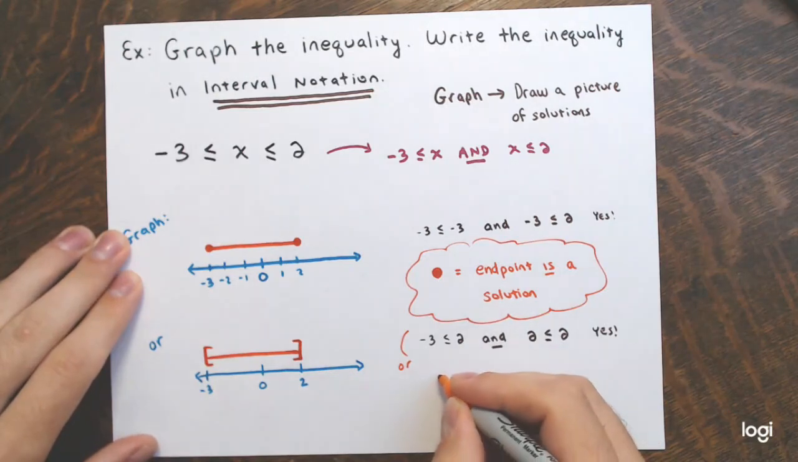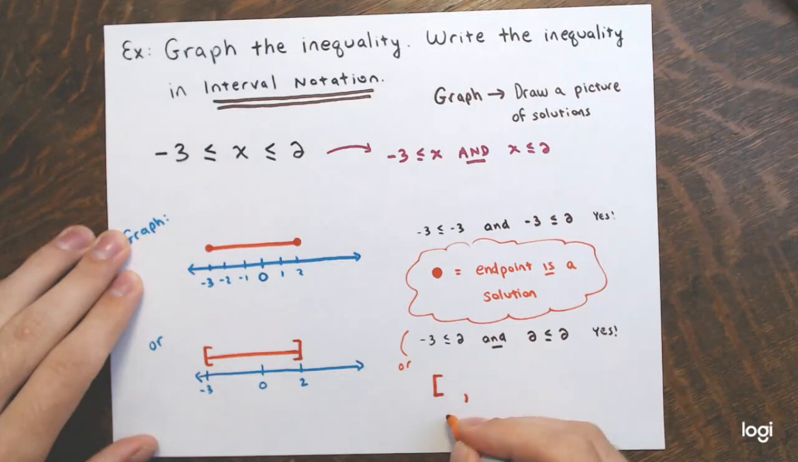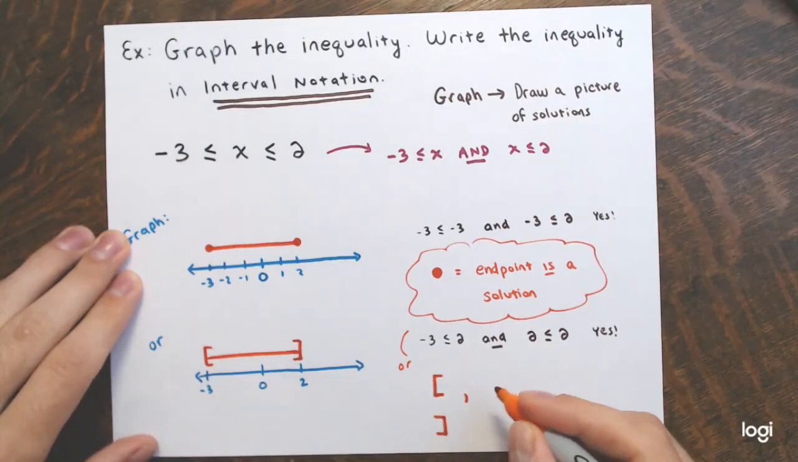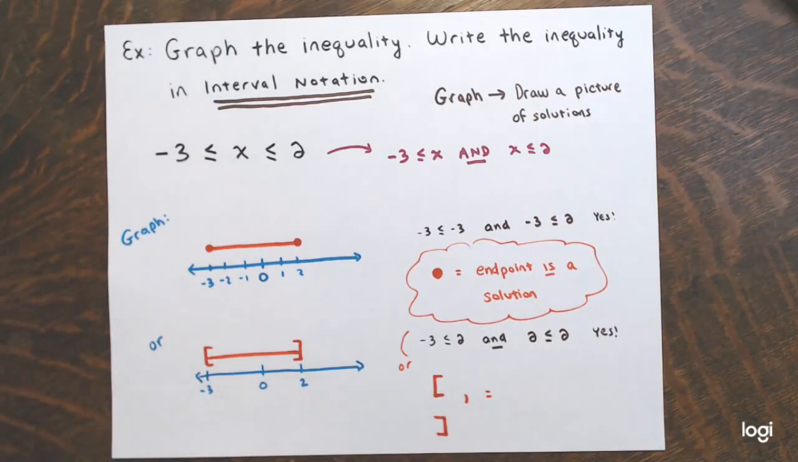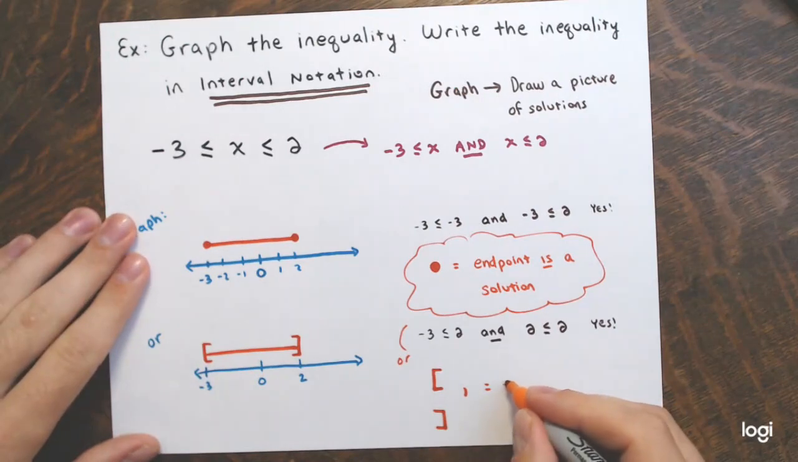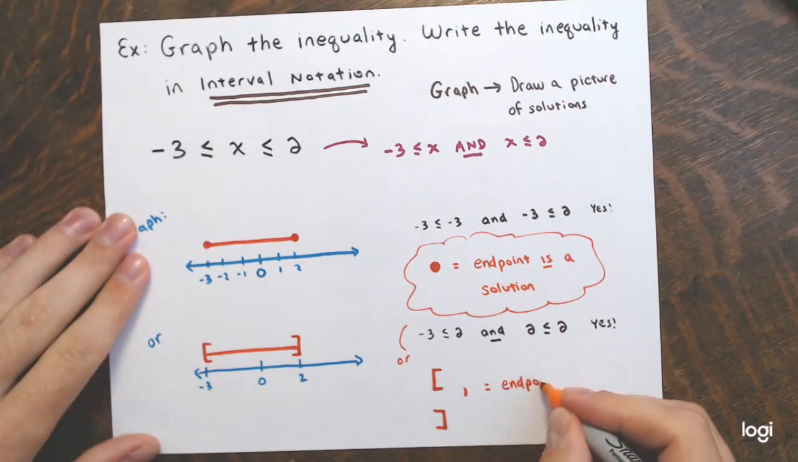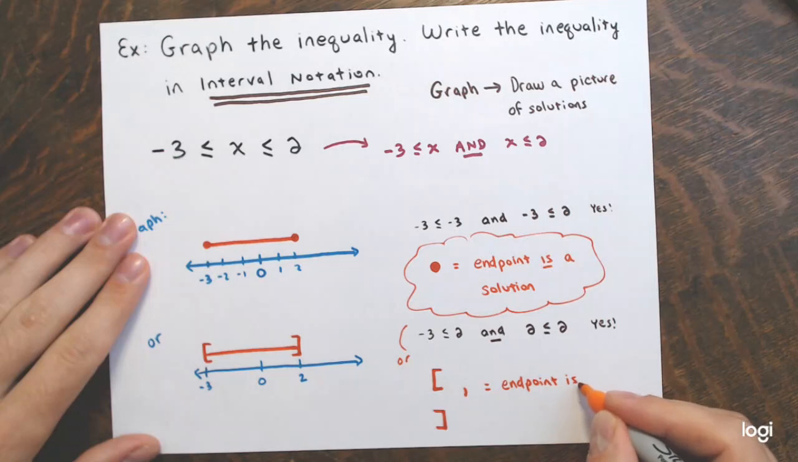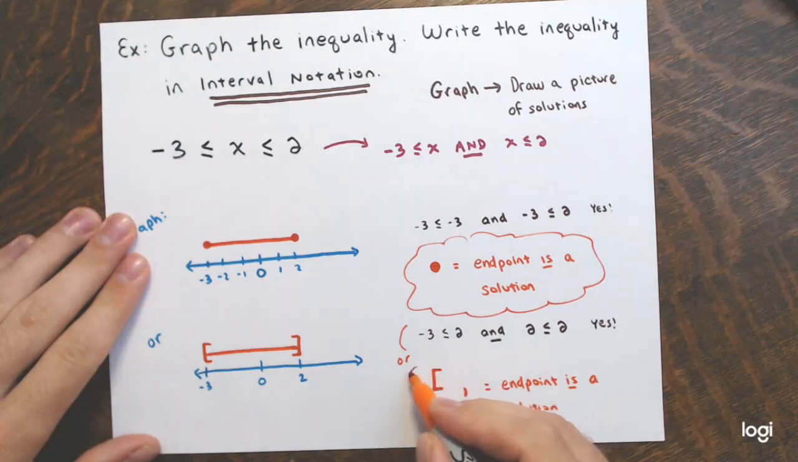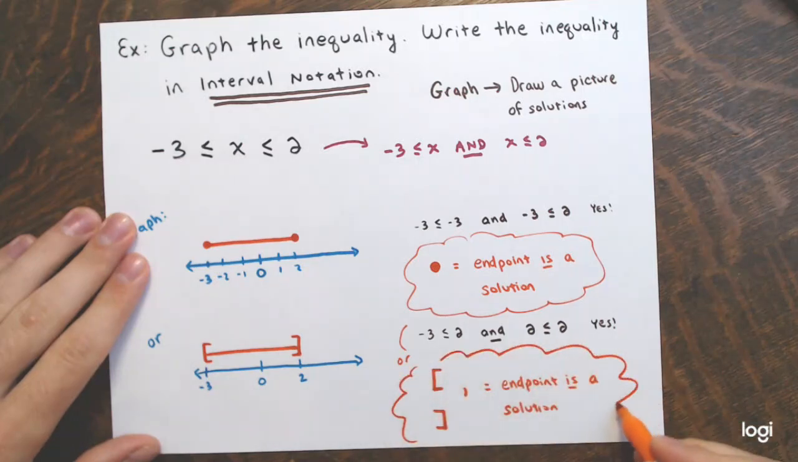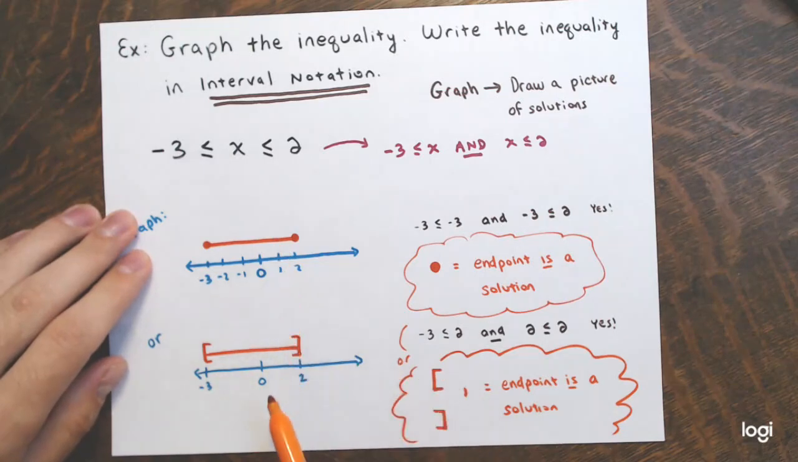So these rectangular brackets, with the little 90-degree crooks, also indicate, depending on what book you're looking in, that the number at the endpoint is a solution to the equation or inequality I'm looking at. So this is also valid. Either of these graphs is fine.